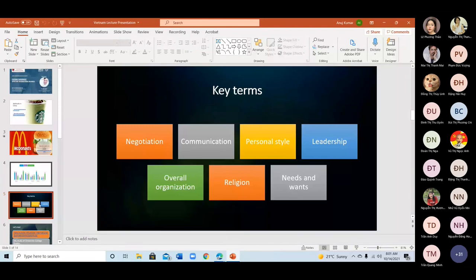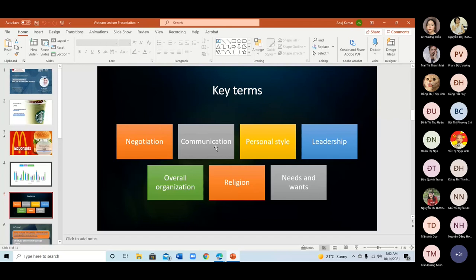Let's go to another slide. What are the terms which affect your international business in a cross-cultural setting? Negotiation, communication, personal style, leadership, overall organization, religion, needs and wants. These are the key terms which change when you go from one country to another, from one culture to another. Like religion, I have given you an example of how McDonald's changed itself, not selling beef burgers here in India, because of religious sentiments.